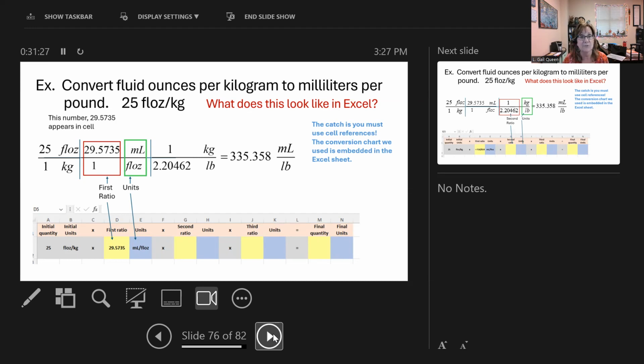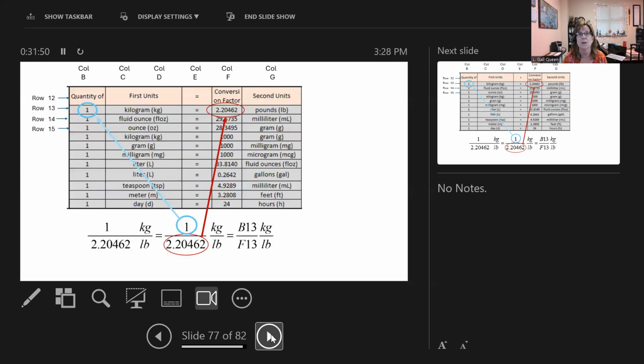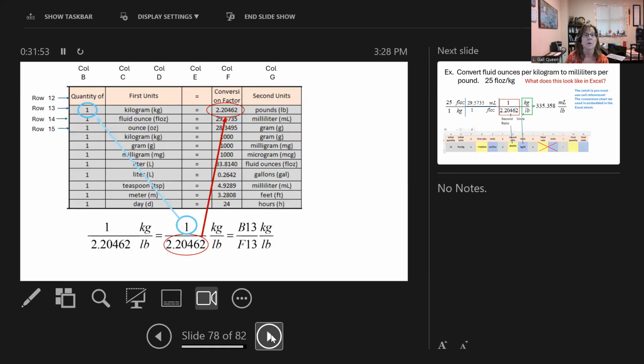Okay, now let's move on to that second fraction equivalent to 1. Our second fraction equivalent to 1 is 1 over 2.20462, and the units for that second fraction equivalent to 1 are kilograms over pounds. So again, if we backtrack through our work, we can see where these numbers came from. Where did I get 1 over 2.20462? Well, it came from my chart again. We were looking for the fraction equivalent to 1, and I wanted the kilograms to cancel. So we ended up choosing the fraction that had kilograms in the numerator. This came from row 13 in our chart.